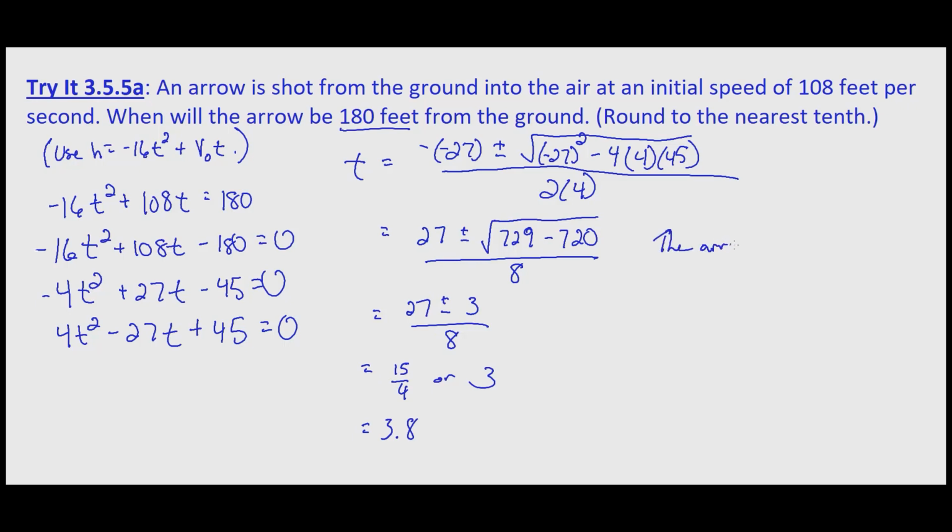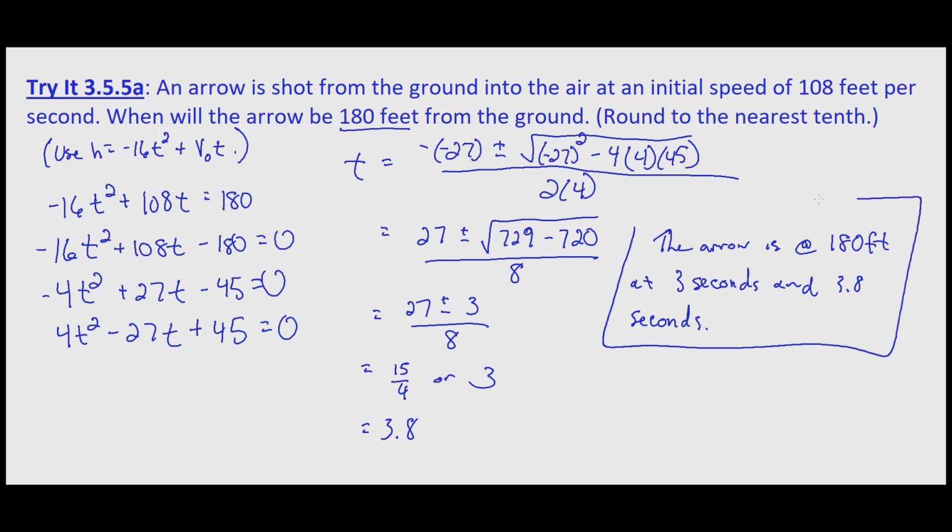So the arrow is at 180 feet above the ground at t equals 3 seconds and t equals 3.8 seconds. Now, how are there two answers? Well, 3 seconds is on the way up. 3.8 seconds is on the way back down. That's how we get those 2 times.